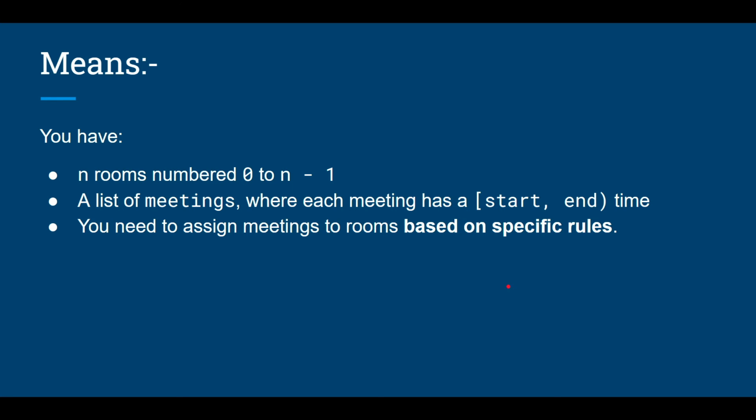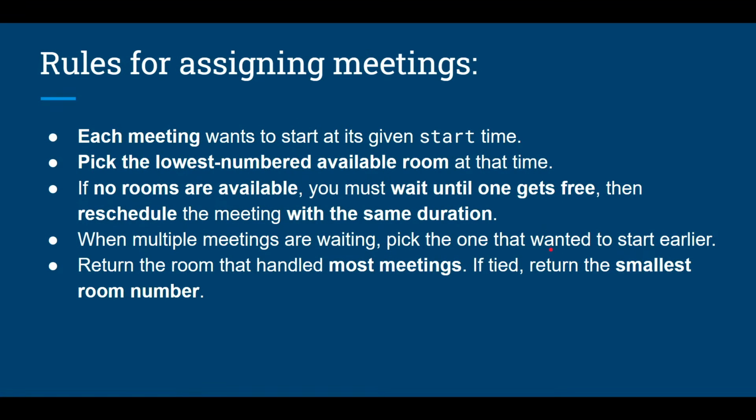So in very simple words, what is the meaning of this? You have n meeting rooms numbered from 0 to n minus 1, and you have been given a list of meetings. You need to assign the meetings to rooms based on specific rules. So what are the rules?